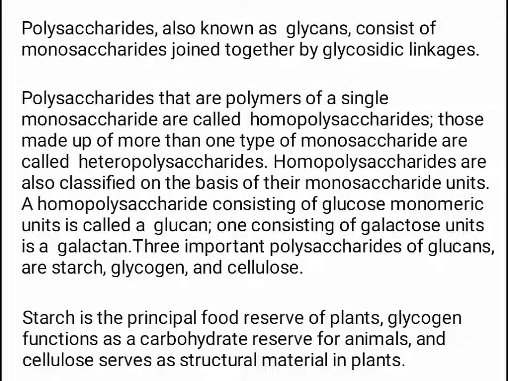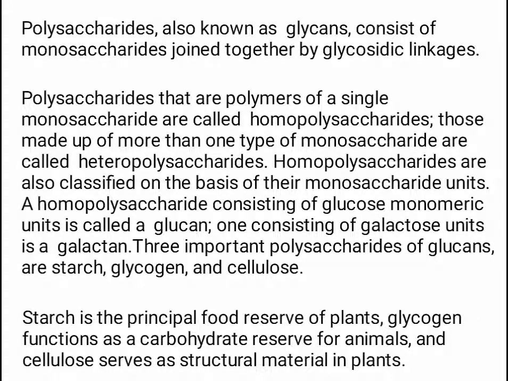Polysaccharides, also known as glycans, consist of monosaccharides joined together by glycosidic linkages. Polysaccharides that are polymers of a single monosaccharide are called homopolysaccharides. Those made up of more than one type of monosaccharide are called heteropolysaccharides. So one is the homopolysaccharide, another one is the heteropolysaccharide.